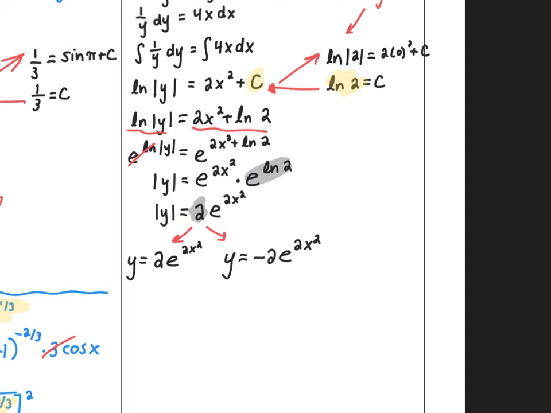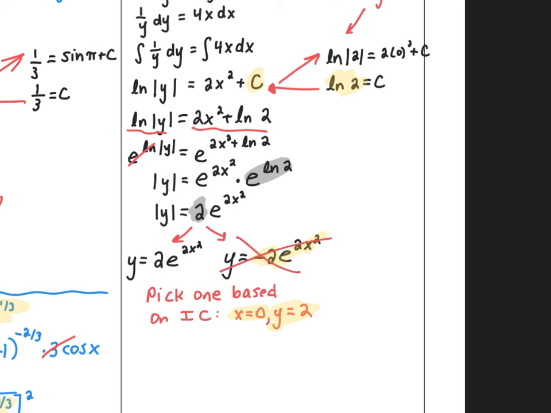So now I have to choose which one of these I want as my solution. What's going to drive my choice is that initial condition. My initial condition said when x equals 0, I want the y to equal 2. If I try that in this one over here that has the negative 2, if I put a 0 in for that x and square it, I get e to the 0, which is 1, times a negative 2. I would be looking for a y value of negative 2, yet my initial condition says positive 2. What that tells me is this one is not the answer.